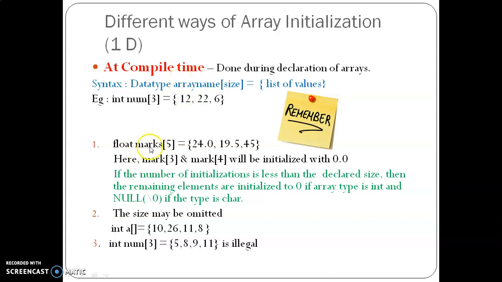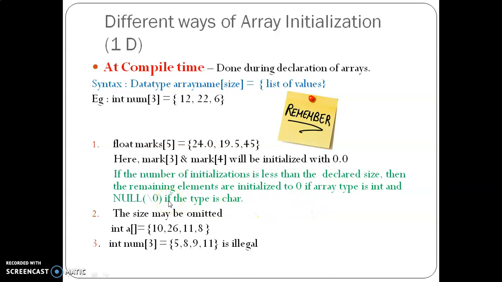For example, float marks[5], which means that you are capable of holding 5 elements, and you have initialized it with 24.0. So marks[0] will be initialized with 24.0, marks[1] with 19.5, marks[2] with 45, and marks[3] will be 0.0, marks[4] will be 0.0. That is, the values you do not mention in the braces will by default be stored as 0.0 if the data type is float. If it was int, it will be 0, and if it was char, it will be null.